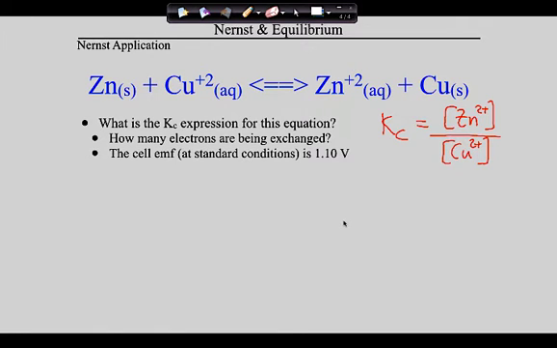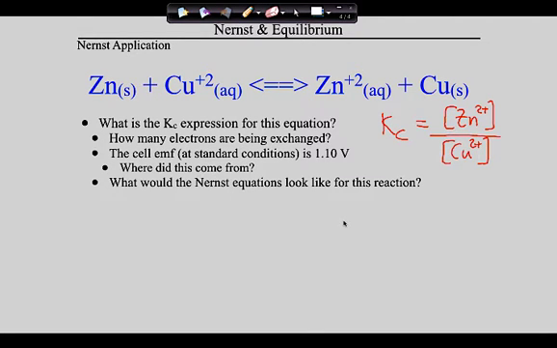Now, guys, we know this. The voltage of this battery is 1.10 volts. Where did this come from? Cathode minus anode. Now, guys, set up the Nernst equation. What does the Nernst equation look like for this process? Write it down.